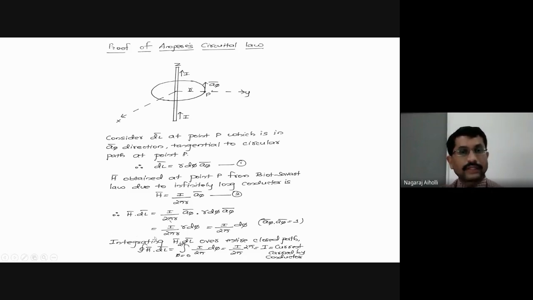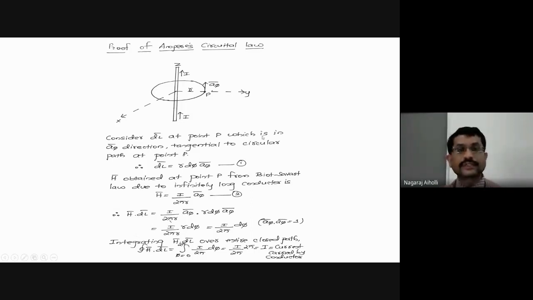Hence we have proved Ampere's circuital law, that is, the closed line integral of the magnetic field intensity is equal to the total current I enclosed by that closed path. The closed line integral of the magnetic field intensity with respect to the length is equal to the total current I carried by the conductor. And hence we have proved Ampere's circuital law.